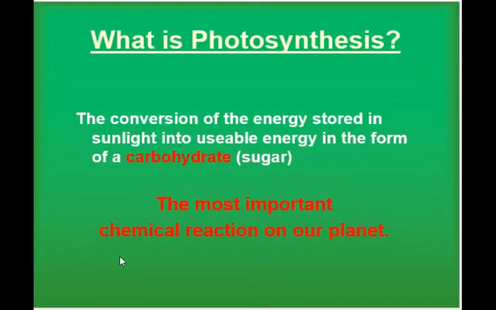So let's get started. This is what photosynthesis is. It's the conversion of energy stored in sunlight into usable forms, in the form of a carbohydrate, which is sugar, that the plant, protist, or bacterium is going to produce. This is probably one of the most important chemical reactions on our planet because it allows our planet to sustain life. We have an organism that can produce its own food, and then we feed off of those organisms that have the ability to produce their own food as well. So this is a vitally important chemical reaction that goes on inside of these particular organisms themselves.